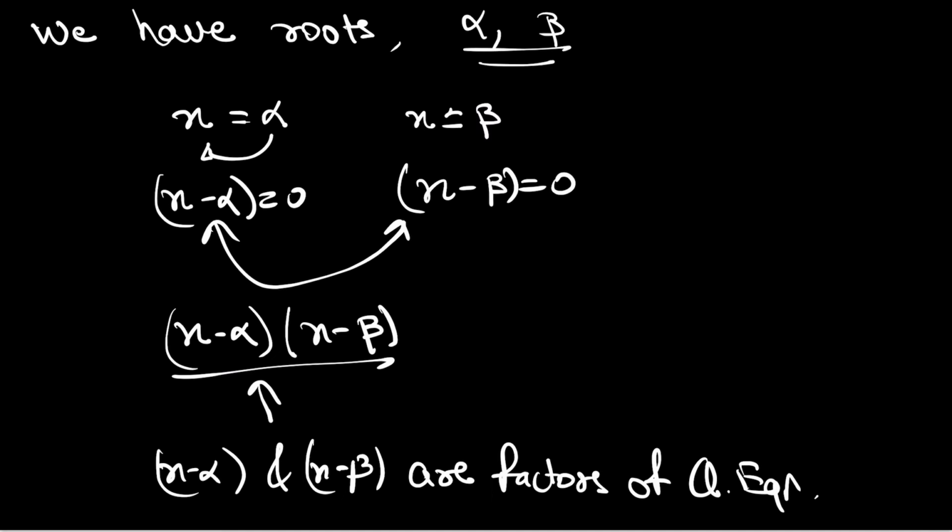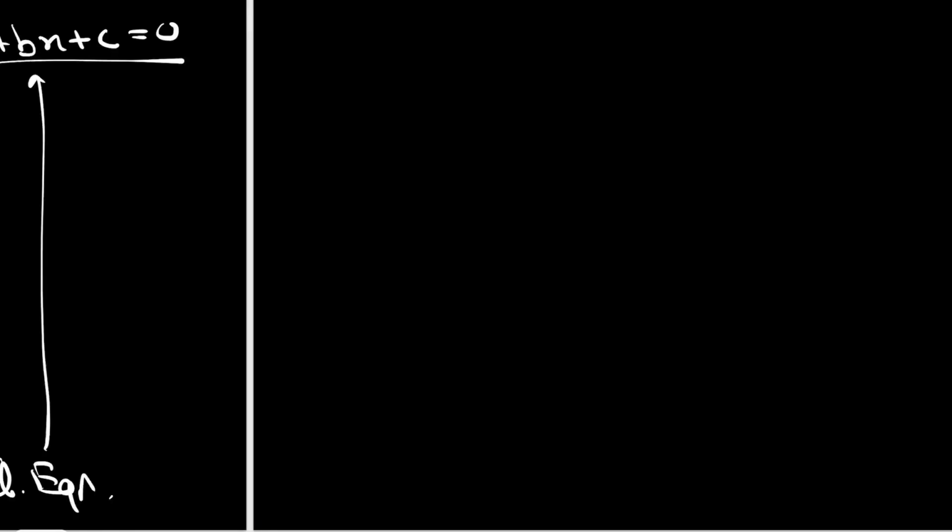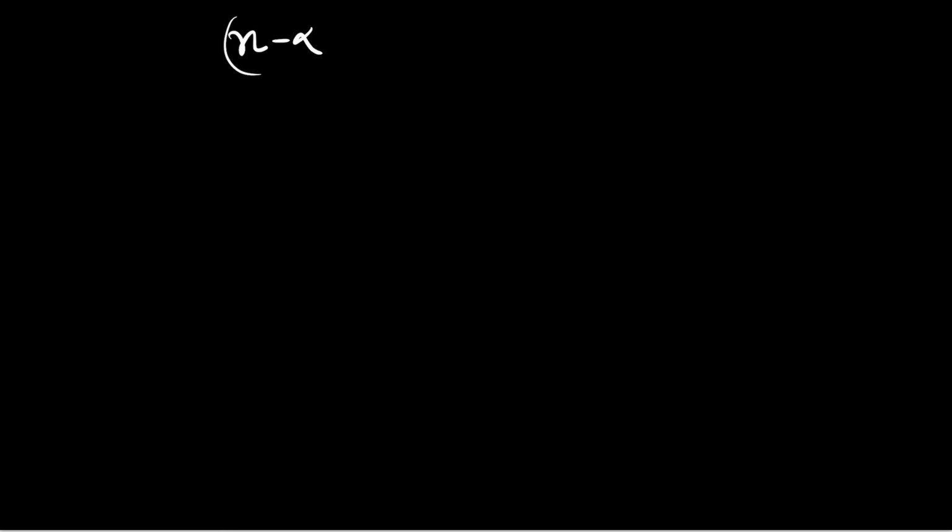They are factors of the quadratic equation. Now let's say the quadratic equation in this case is ax square plus bx plus c equal to 0. Then they are factors of this. Second thing to notice, if my equation is x minus alpha multiplied by x minus beta equal to 0, which gives me ax square plus bx plus c equal to 0.